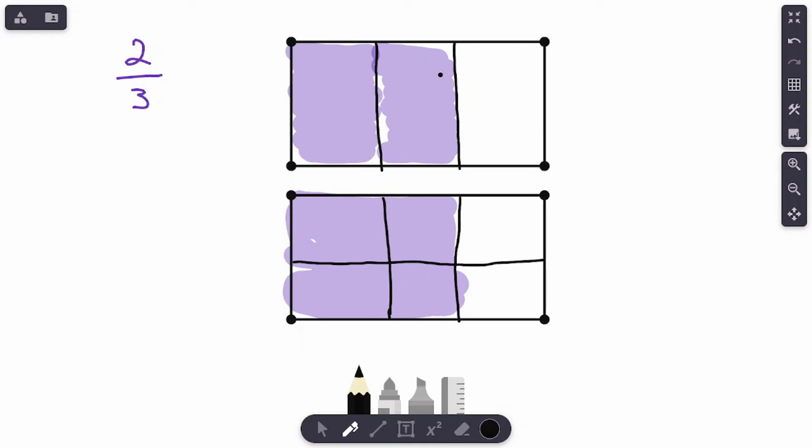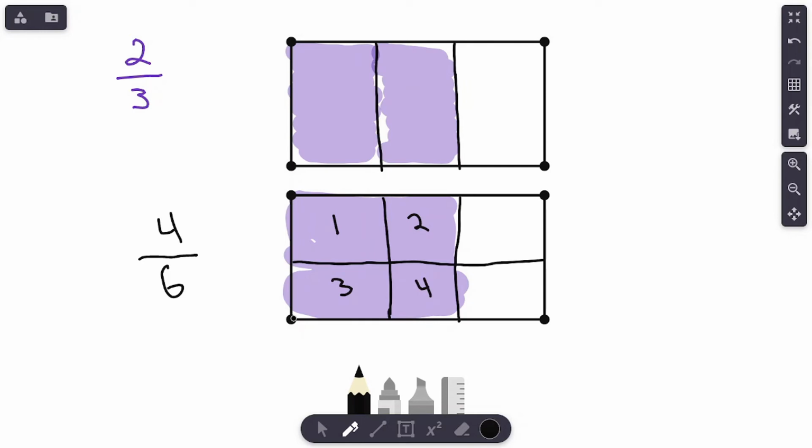How many pieces are in this figure? How many pieces do you see? Let's look. There's 1, 2, 3, 4, 5, 6. Okay, there are 6 total pieces. That's our denominator. Remember, however many total pieces there are, that's our denominator. Now, how many of those pieces are purple? Well, I see 1, 2, 3, 4. I see 4 out of 6 being purple.